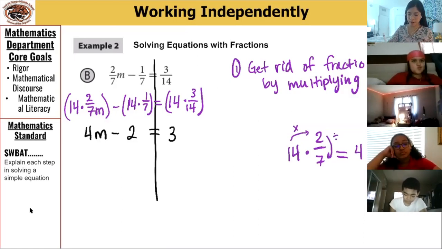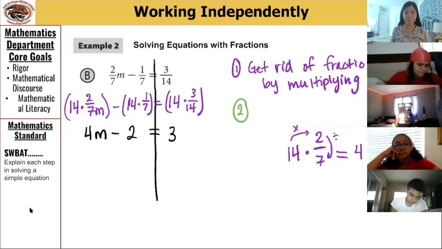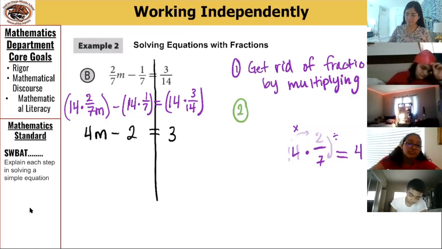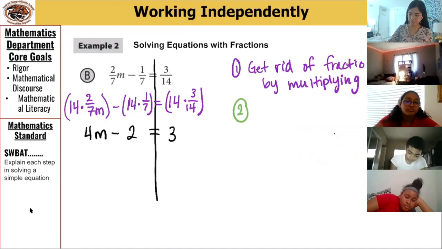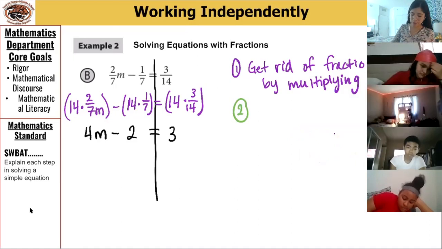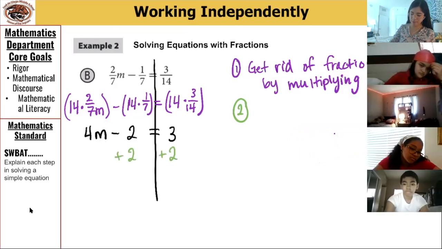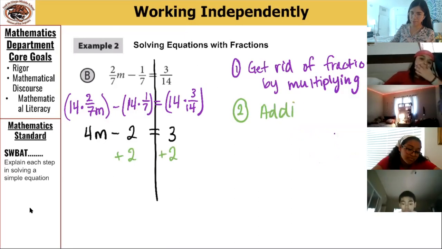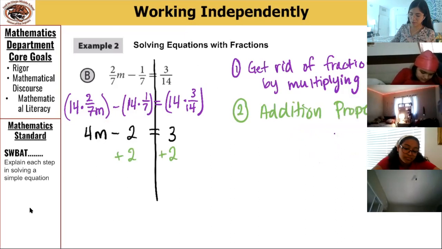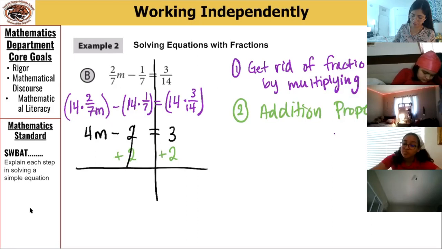All right, and now from here on out, we're good. We're in the clear. This is easy stuff now. What am I going to do in the next step? Get rid of the 2. Not by subtraction, careful. It was by addition. So that's my addition property. That's going to give me 3 plus 2 is 5. So I have 4m equals 5.